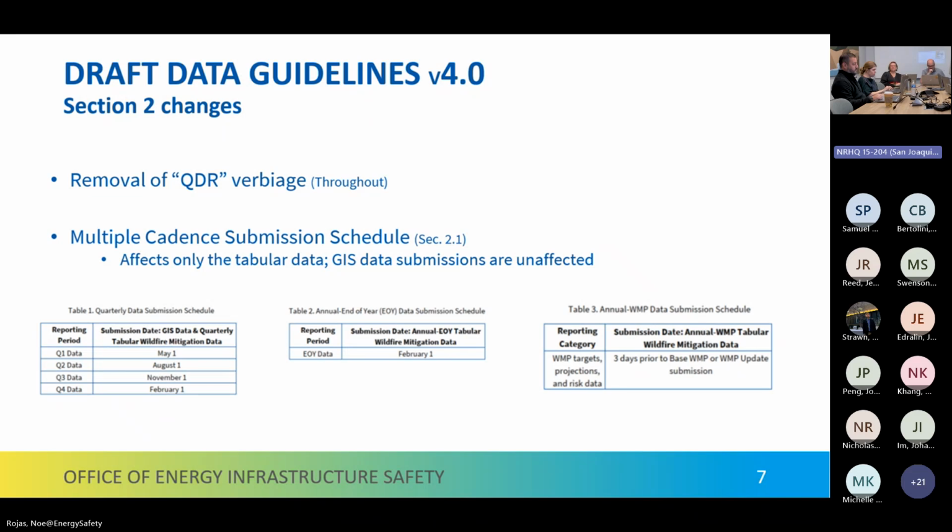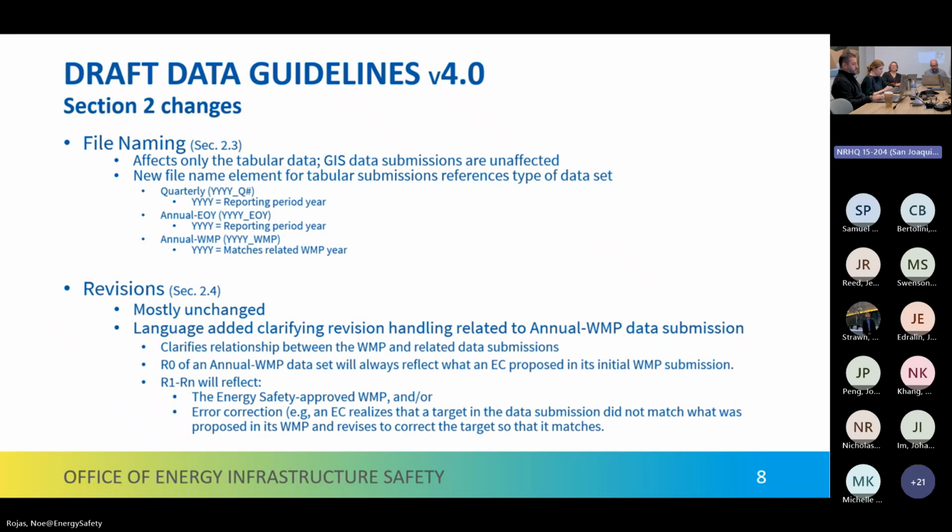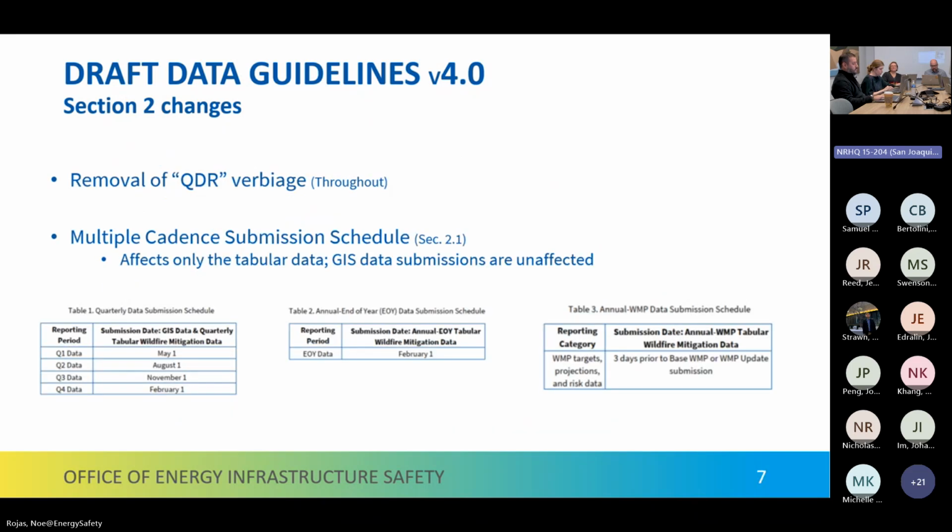The first of the new submissions is the annual end of year submission, and that occurs with the Q4 submission. And then the annual WMP data submission, which occurs 3 days prior to submission of a base WMP or a WMP update submission. And we will get into what comprises each of those further along in the workshop.